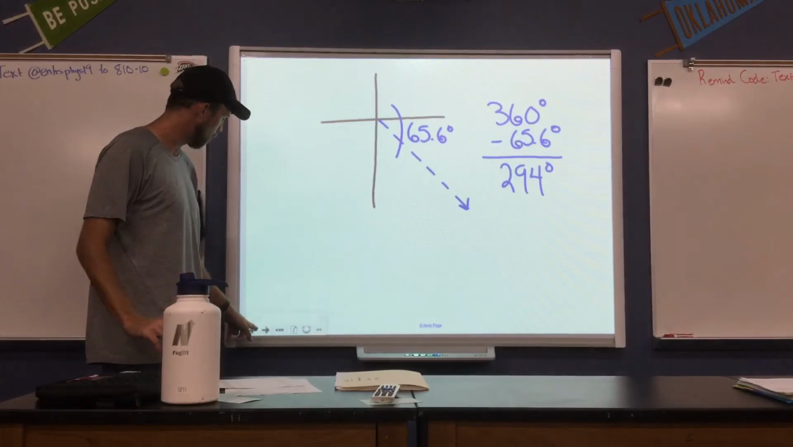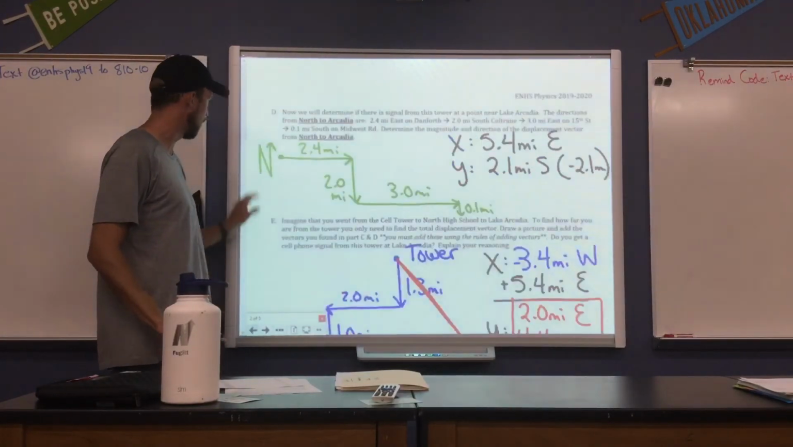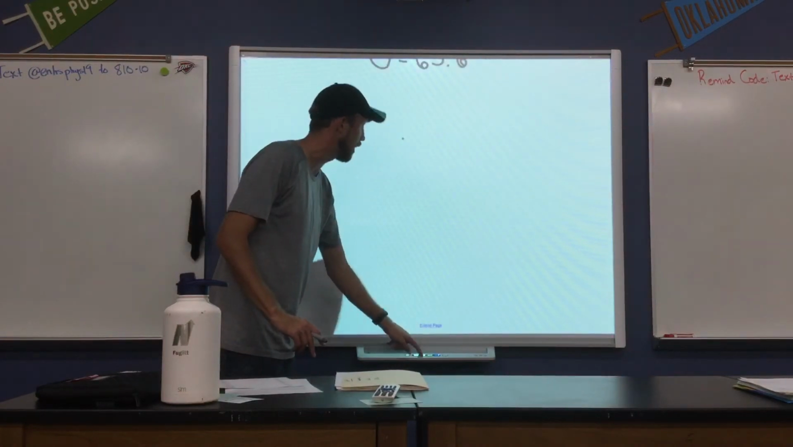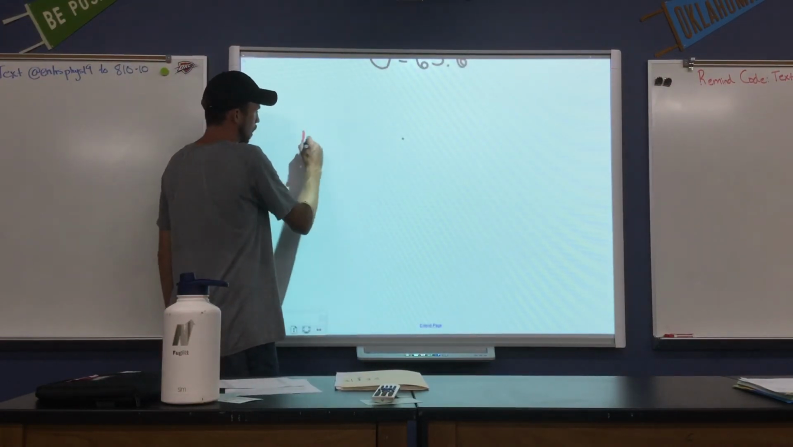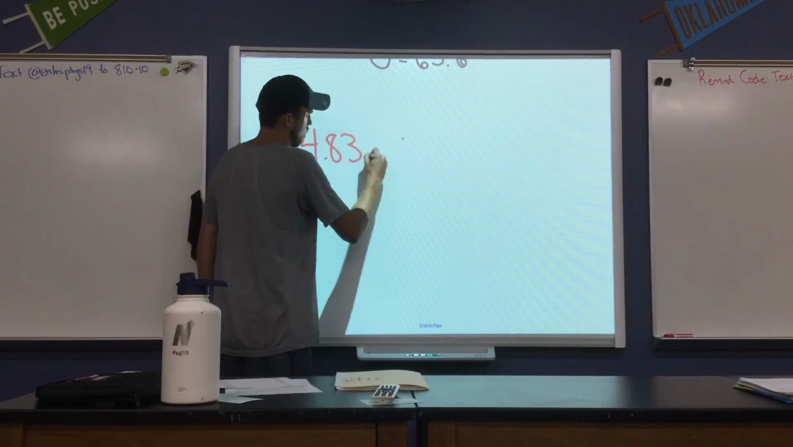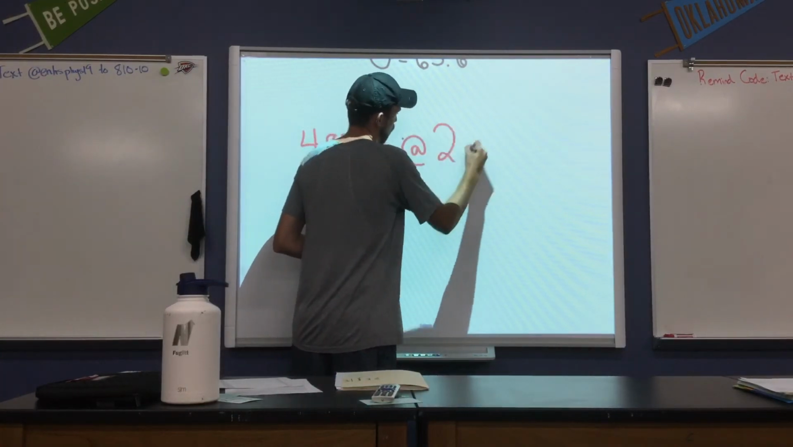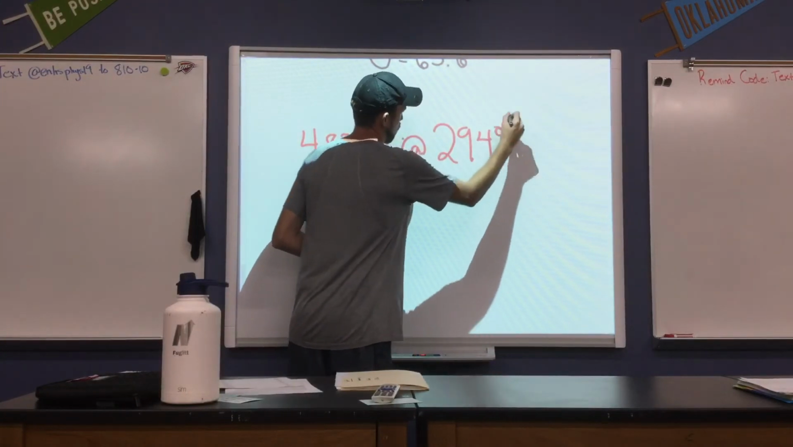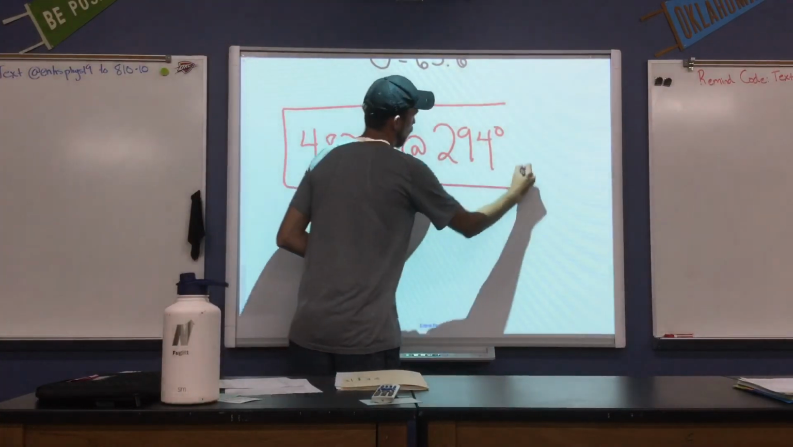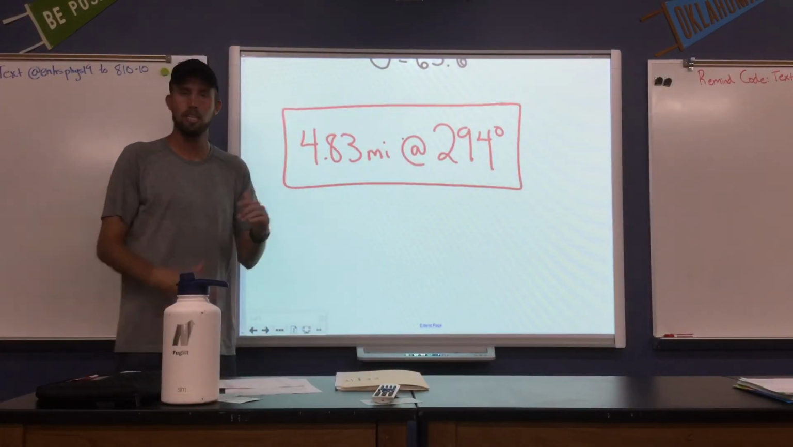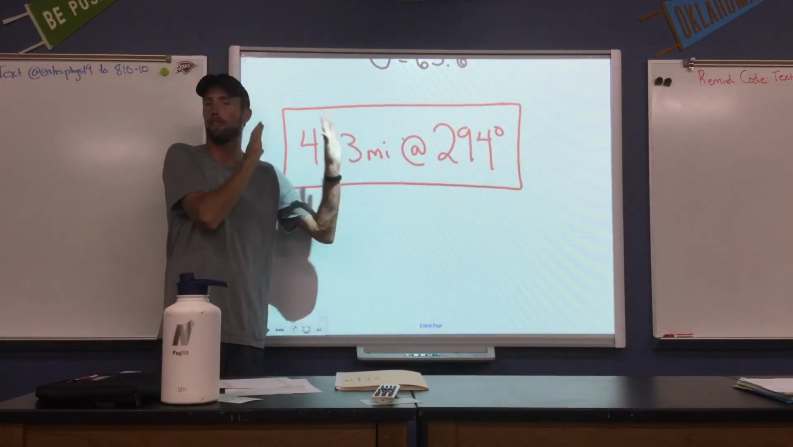So now that we found our angle, we can put that together for our final answer. So from the cell tower all the way down to Lake Arcadia, we have a displacement of 4.83 miles, which is good, we're within range, at an angle of 294 degrees. And that is how we would present our final answer, right? So we do get a signal at the north, and we do get a signal at the lake based on the information that we are given.